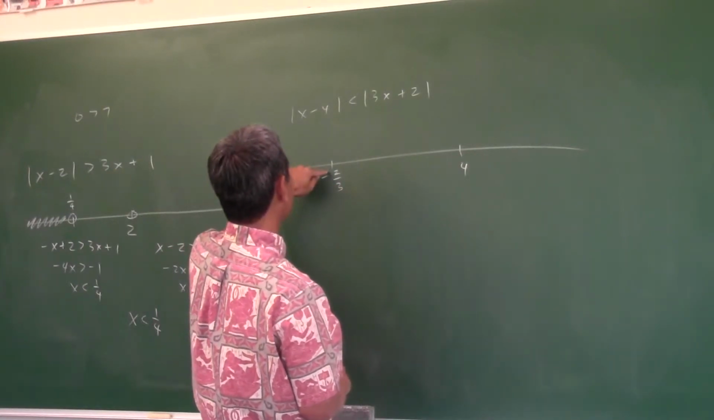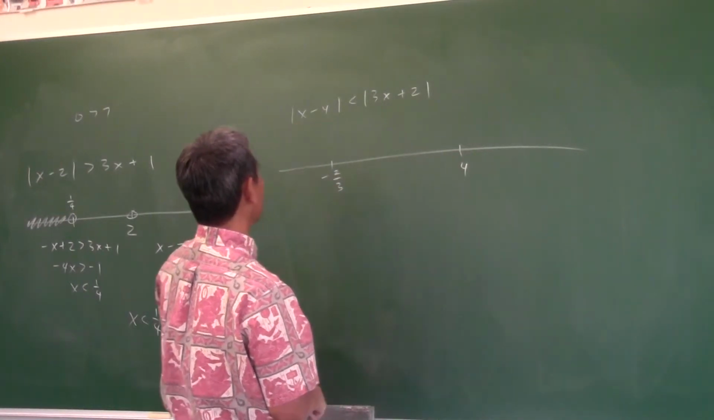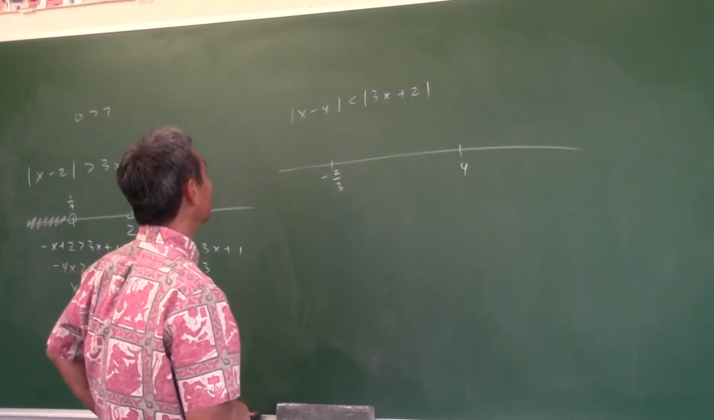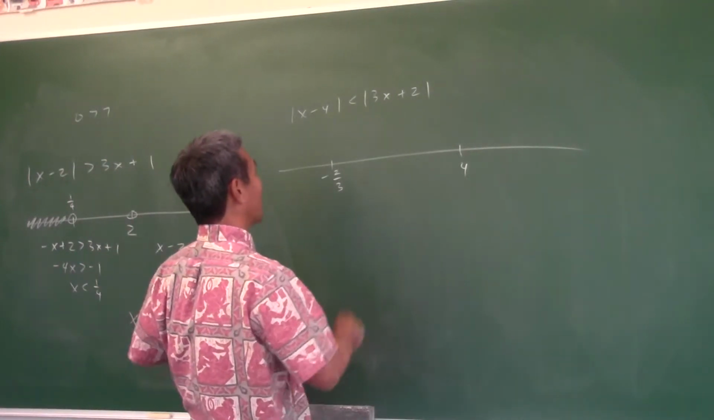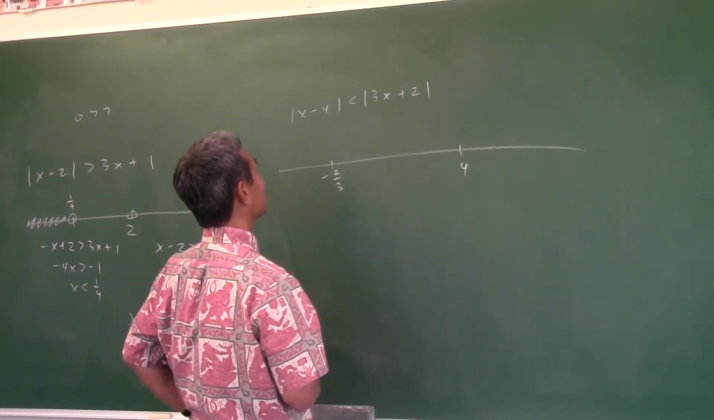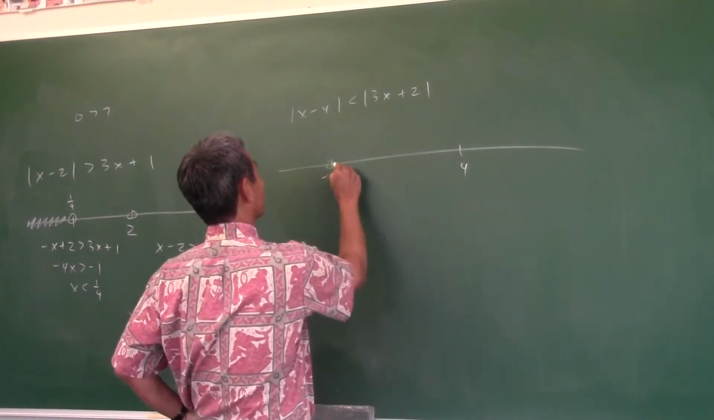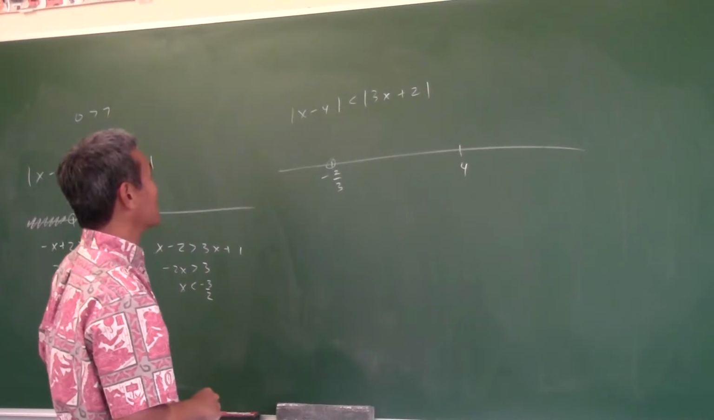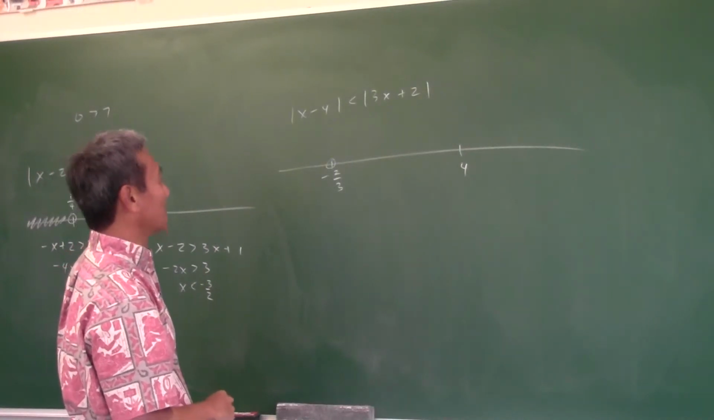Is negative 2/3 part of the solution? Well, let's see. If you plug in, you get negative 4 and 2/3. No, but the absolute value, it's a positive 4 and 2/3 is less than 0. I think that's false. Plug in 4. 0 is less than 14. That's true.